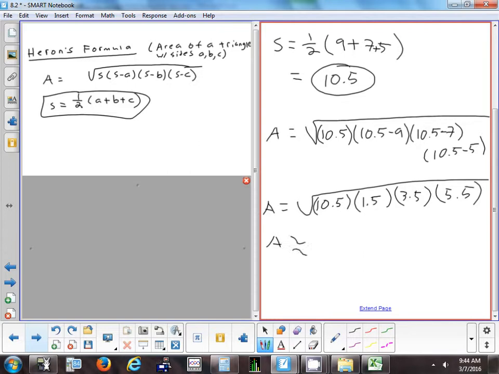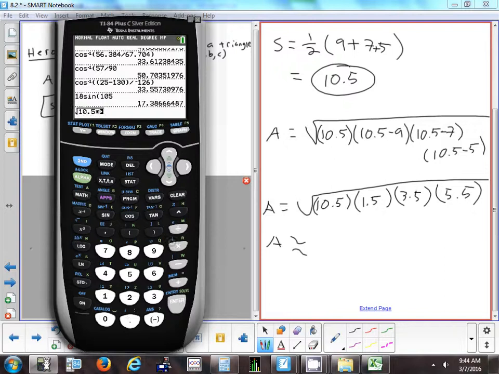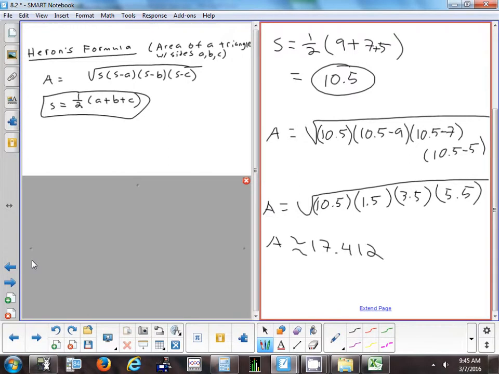Now we need our calculator. Okay, so type in the square root of 10.5 times 1.5 times 3.5 times 5.5. Okay, so it's about 17.5412. And what do I need to make sure I put on the end of that? Unit squared.